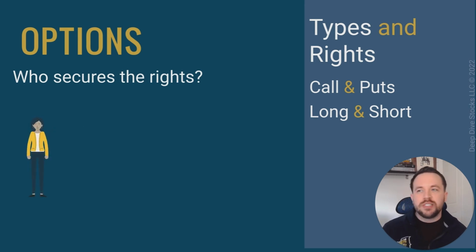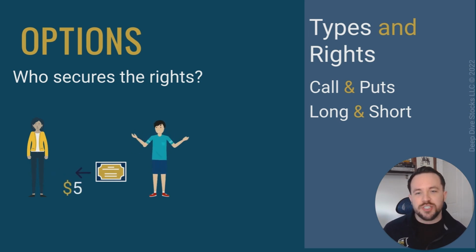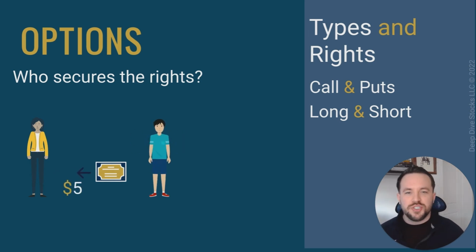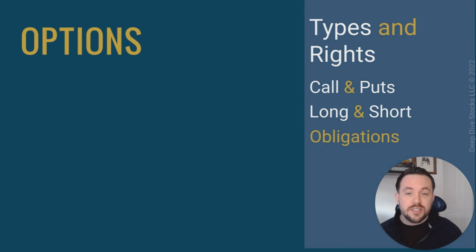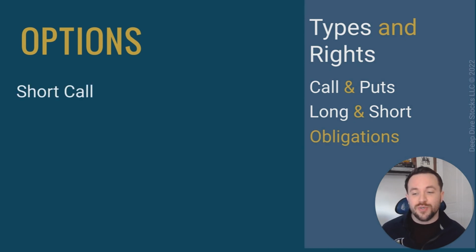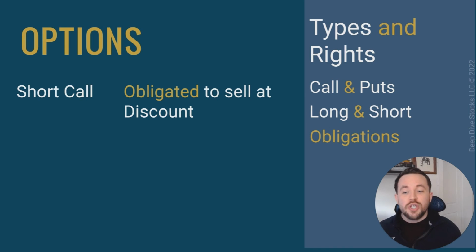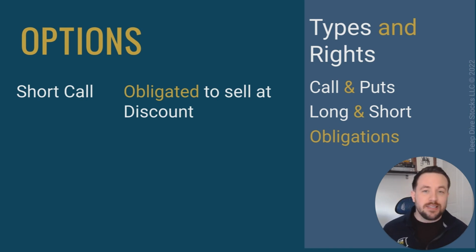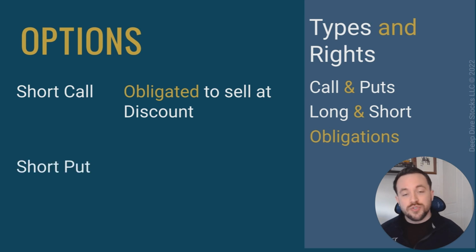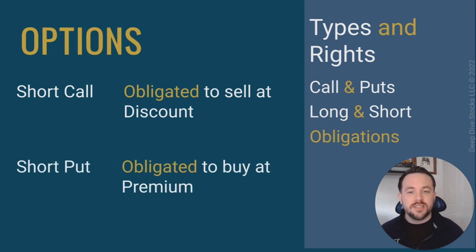So moving on, we said that the options provide rights, but who secures those rights? If Sally has a long call for $5 per share when the price of the underlying is $10 per share, and Sally requests that she gets those shares, who's going to sell them to her? Well, it's going to be the short position. When the long exercises their right, the short position is obligated to fulfill that right, so we have to talk about some of these obligations. So the short calls are obligated to sell at a discount. That means if they sell a call and the person who owns the call wants those shares at the strike, they must sell it to them. If you're short a put, you're obligated to purchase at a premium, which means you have to purchase the shares for more value than they're currently worth in the market.